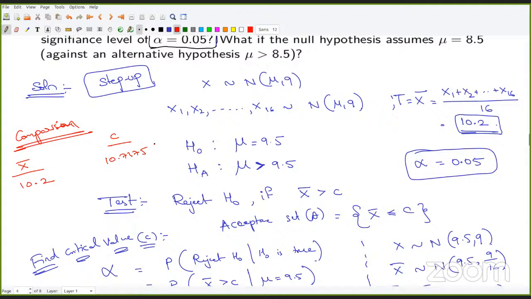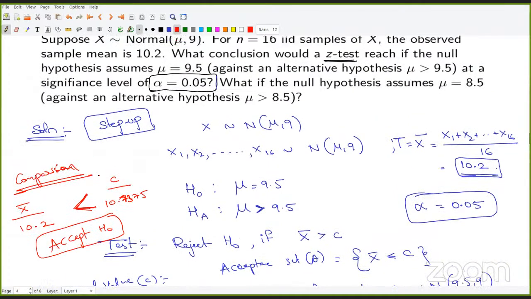If you compare, which one is greater? The critical value, C. 10.7375 is greater. So x bar is actually less than C. Is it falling in our acceptance set? Yes. So therefore what do we do? We accept the null hypothesis.